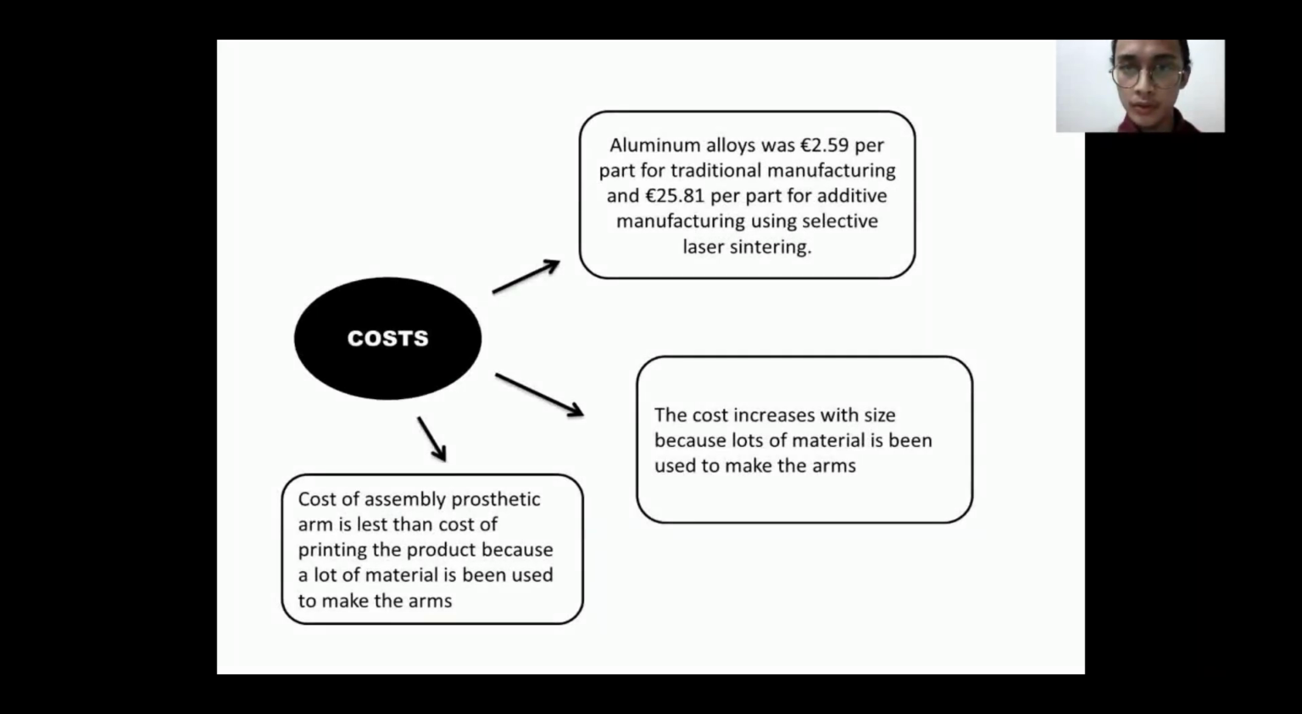In terms of cost, additive manufacturing is much higher than traditional manufacturing. Even though the cost of additive manufacturing is higher, in terms of quality, sustainability and hygiene, additive manufacturing is much more beneficial to the users.